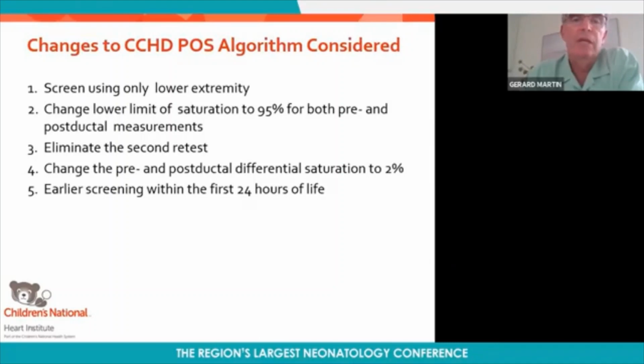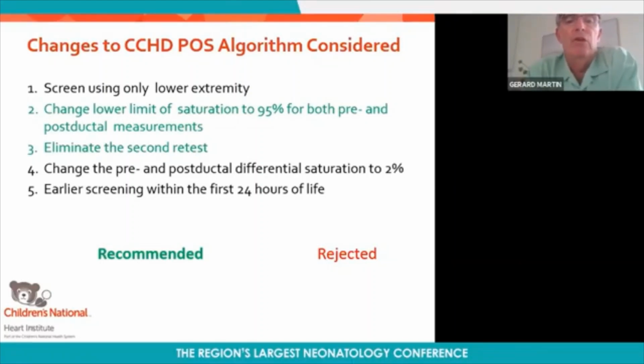So at this stakeholder meeting, we considered 5 questions, 5 potential changes to the algorithm. These are the 5 questions we asked. We then had our audience, after scientific evidence was presented, vote whether they would recommend these changes or not. The 2 things that our experts felt could be changed was changing the lower limit of saturation to 95% for both the pre and post-ductal measurements. This will result in a little bit higher sensitivity. It may cause a few more false positives, but our feeling was at this point in time, the evidence showed that those false positives were not significant.